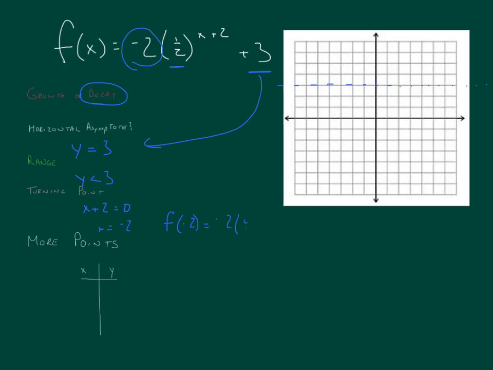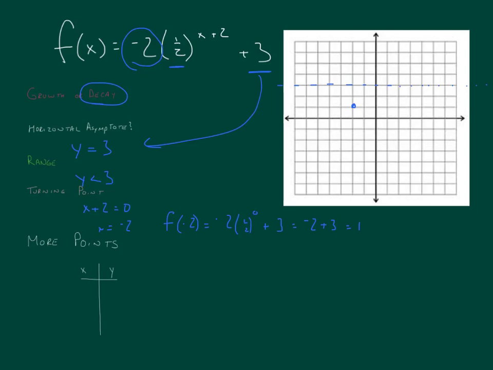times (1/2) to the 0 power. I'm sorry, not all, the negative 2. Don't misunderstand me there. Anything to the 0 power is 1, so we have a negative 2 plus a 3, and that becomes a 1. So we got (-2, 1). That's kind of our turning point. That's where a lot of stuff is happening.